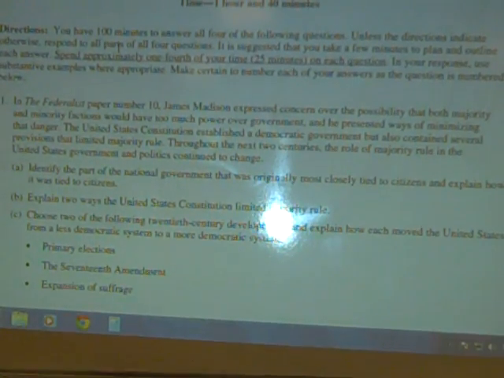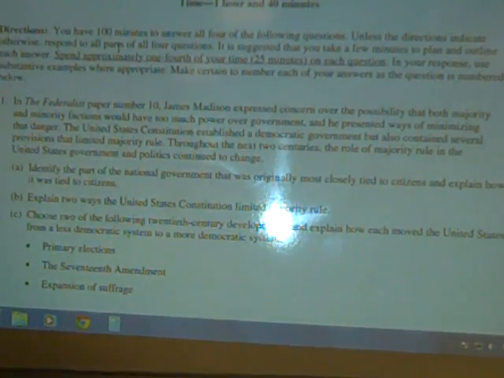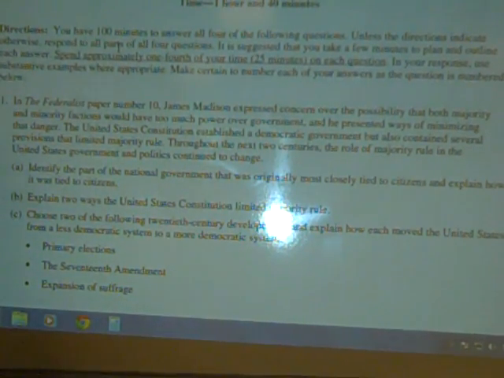All right, it says identify the part of the national government that was originally most closely tied to citizens and explain how it was tied to citizens. So think your way through the national government. Which one was most closely tied to the citizens, and which one could you still argue is closely tied to the citizens? Well, the obvious way to tie a piece of the national government to the citizens is to let them vote for that position.